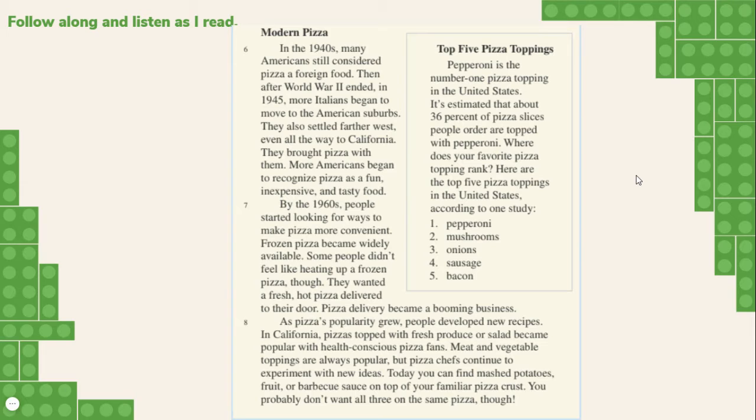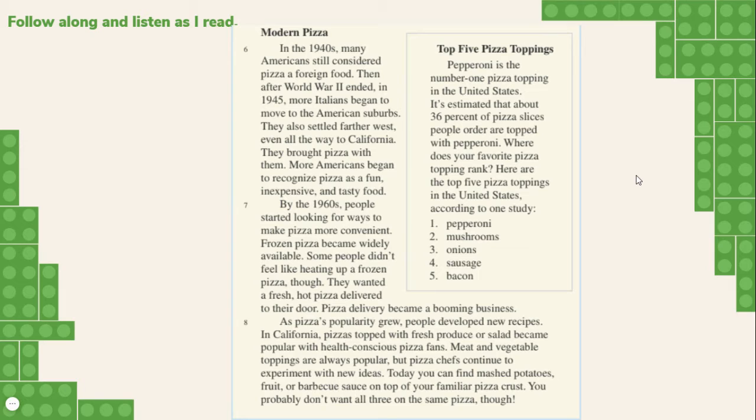Modern pizza. In the 1940s, many Americans still considered pizza a foreign food. Then, after World War II ended in 1945, more Italians began to move to the American suburbs. They also settled farther west, even all the way to California. They brought pizza with them. More Americans began to recognize pizza as a fun, inexpensive, and tasty food.